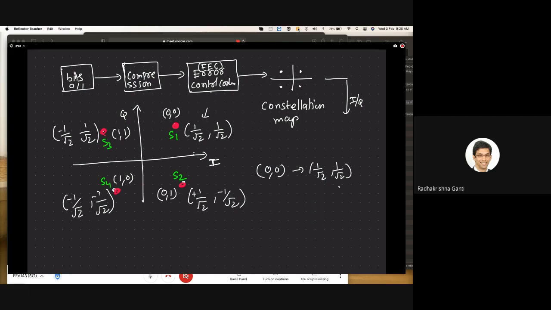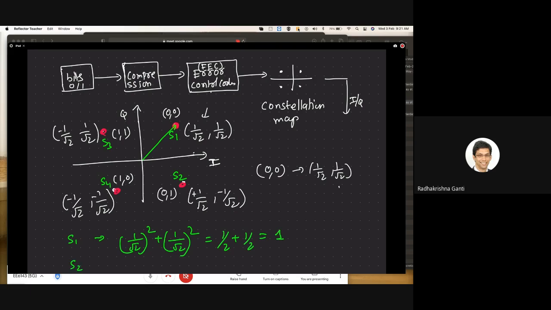So how do I find, if I give you a complex number, what is the energy in the complex number? The energy in the complex number is the magnitude square. Fine. So S1, what is the energy in S1? S1 will be 1 by square root 2 whole square plus 1 by square root 2 whole square. That is nothing but the length of this, whole square. So this will be half plus half, which is equal to 1.